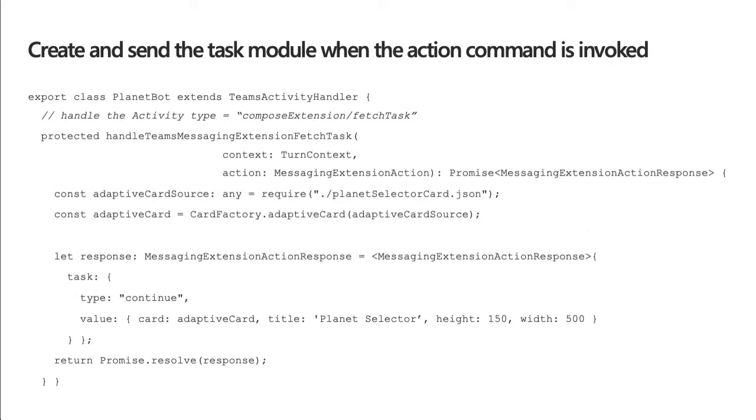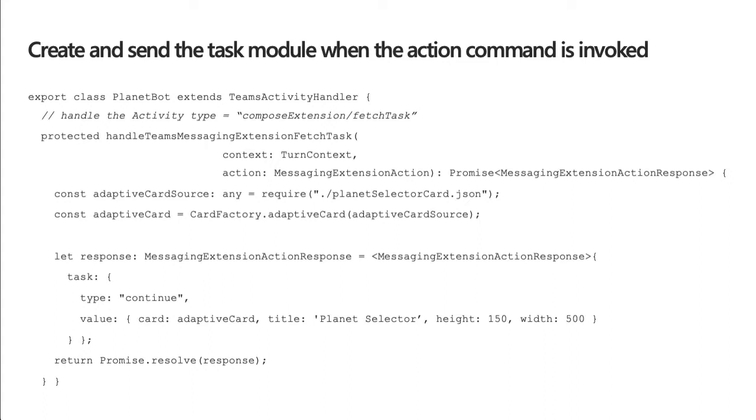Now, if you aren't using a static list of parameters to implement the task module, you're going to need to create and return the task module from your messaging extension's web service. The bot framework will send an activity object to your web service of type composeExtension/fetchTask with the command ID that you need to respond to with the task object.